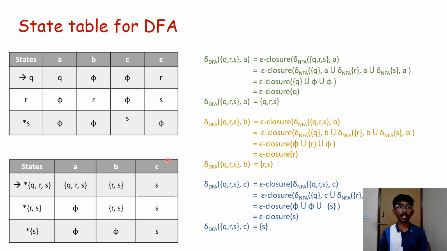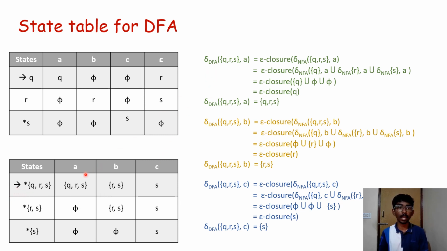Now we have to generate the transition table to draw the DFA. To generate this transition table, we have to include the starting state. We have considered the starting state as the epsilon closure of Q, that is Q, R, and S. These three were the states given for the epsilon closure of Q. So it is the starting state, and we have indicated it with the arrow mark.